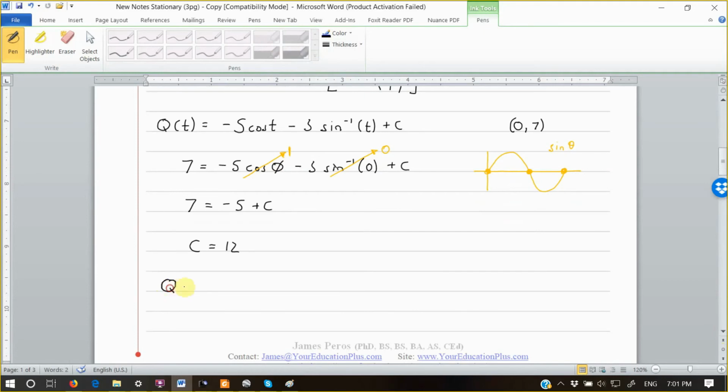Then your complete overall function is negative 5 cosine t minus 3 inverse sine of t plus 12.